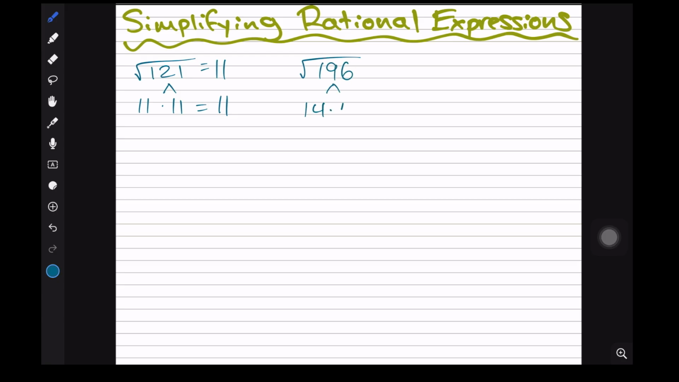Now the square root of 196, that one's also easy. It's just 14 times 14. So your answer is 14.